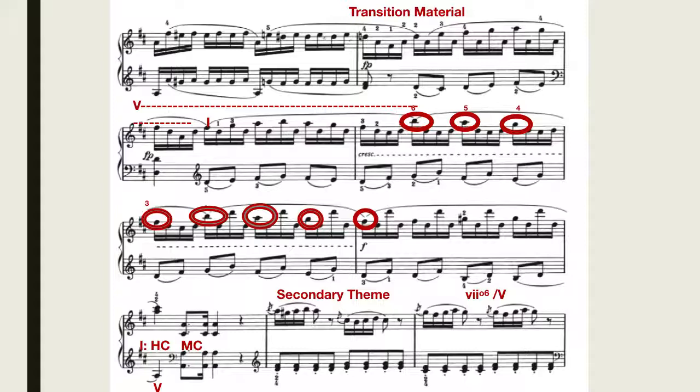We have that D octave, as I said before, and then we have a G sharp, as you see, the 7 diminished 6 of 5. So unlike the exposition where we just had a D major chord, this actually is leading and pushing us toward the half cadence of the medial caesura.